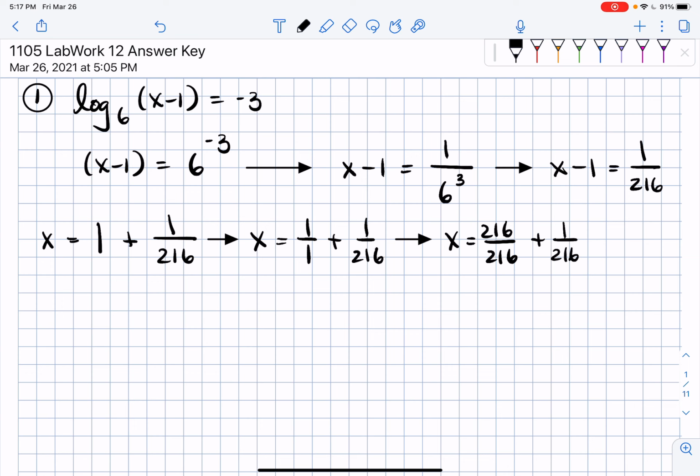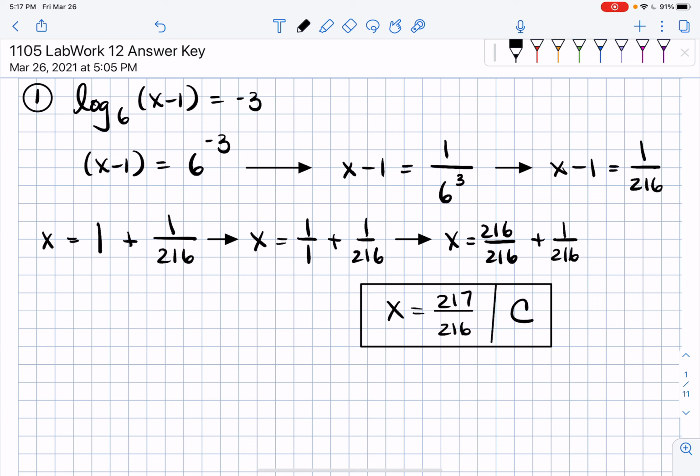Well, what does that equal to? That's right. X is going to equal 217 over 216. And that, ladies and gentlemen, is your answer, which is choice C. There we go. There's number 1.